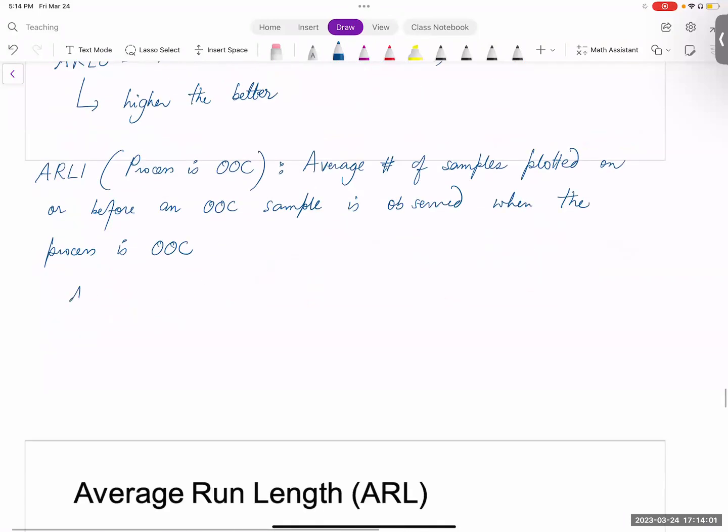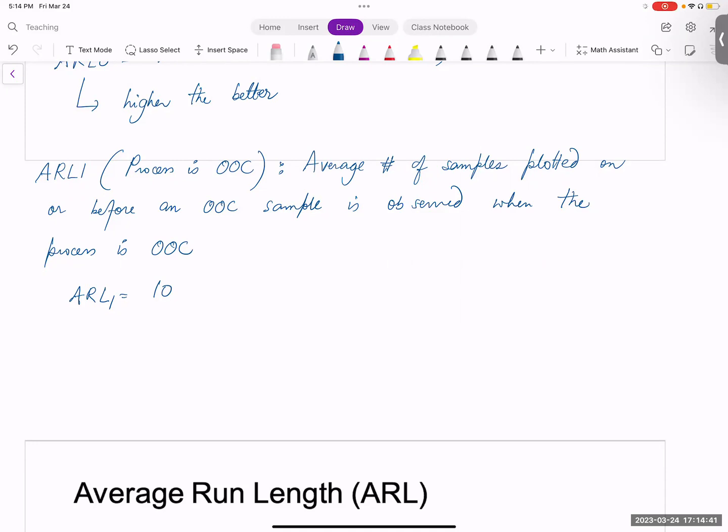Let's look at an example again. Let's say ARL1 is equal to 10. So it basically says that when the process is out of control, so something wrong has happened, I would still plot on average 10 sample points inside the control limits, right? I would still plot on an average 10 samples inside the control limits before an out of control sample is observed. So in other words, it is saying that I'm still going to wait for collecting 10 data points before an out of control situation is observed.